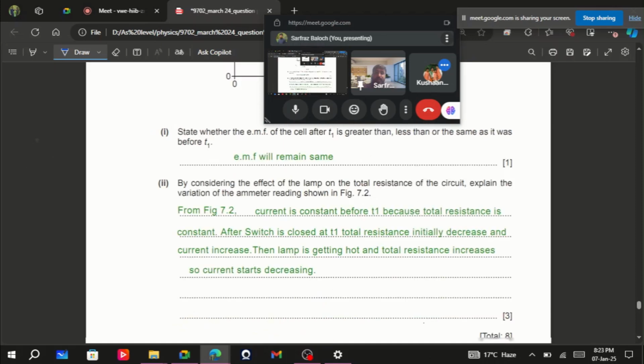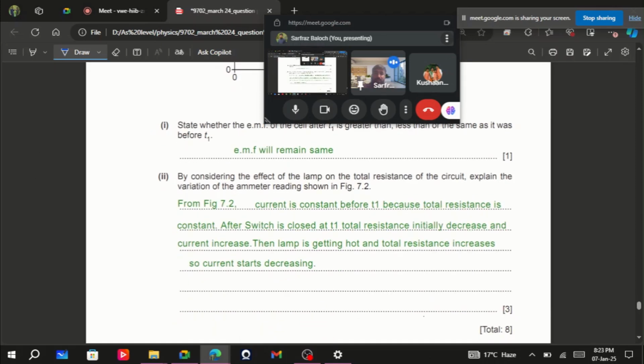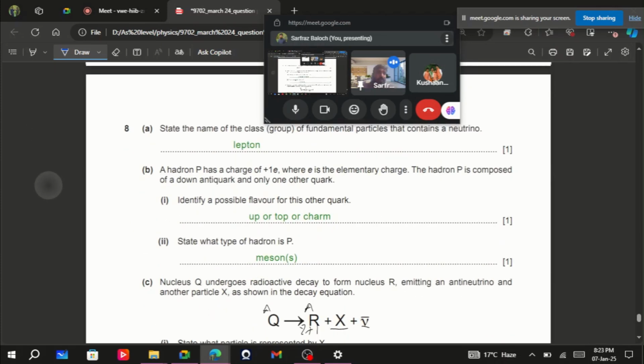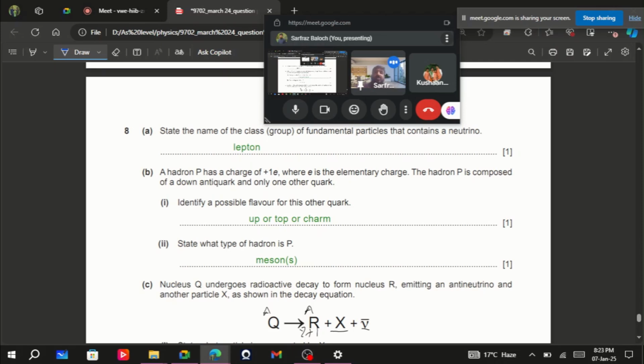Next here is talking about different effects. Okay, now we move to the next, which is about fundamental particles. They are hadrons and mesons. For an up quark you will use 1/3 charge. For a down quark you will use minus 1/3 charge.